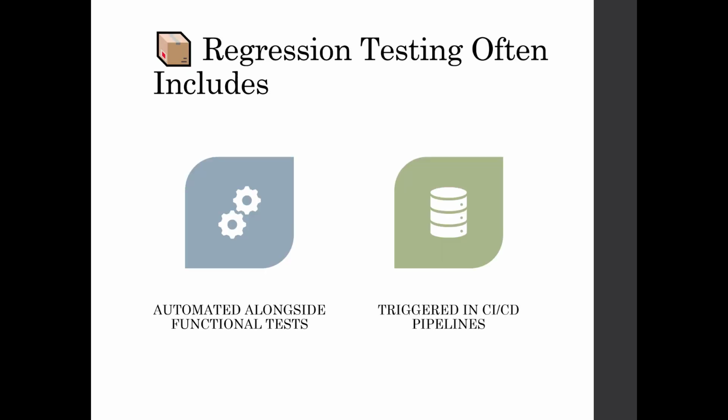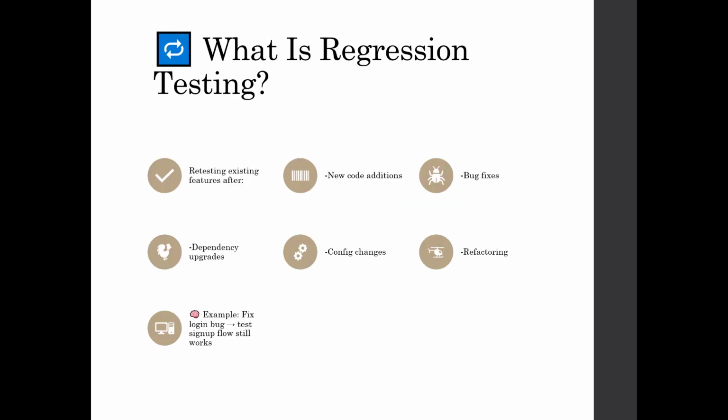So regression testing often means that we have this automated test that runs alongside our functional tests. And we automate this like everything else we've been talking about so far in our CI/CD pipelines to make sure, again, that we didn't break anything that already worked. So what is regression testing? And we'll talk about why it matters.